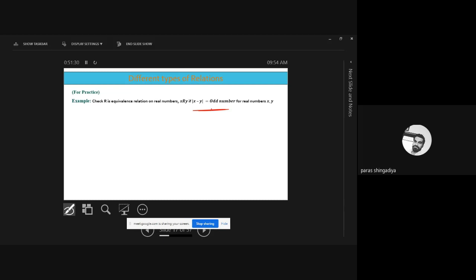Because when you consider x related to x, it will be x minus x. Okay, so for such x you will get a zero answer. Okay, and we know that 0 is an even number. Okay, and here we need an odd number. So therefore it is a mismatch, and therefore it is not a reflexive relation. So there is no need to verify symmetric and transitive. Yes, any confusion?